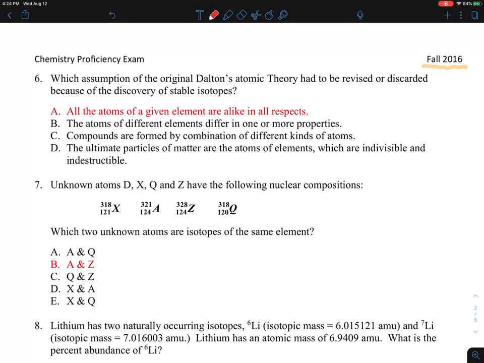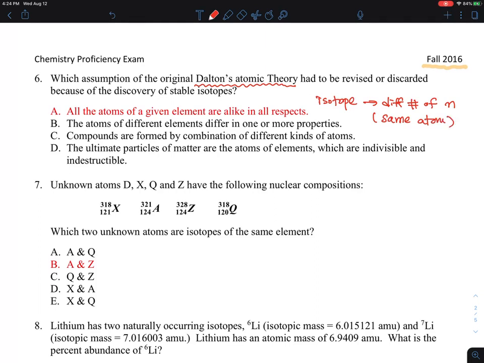solve these numbers. Okay, number 6 asks which assumption of the original Dalton's atomic theory, which is a postulate about atoms, can be revised. The first one is actually incorrect and has to be revised, because if you're looking at the isotope, which we just talked about in problem 5 before, an isotope has a different number of neutrons, but we call that the same atom, right?